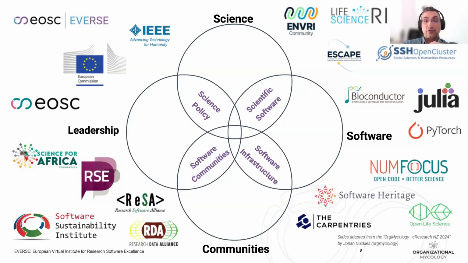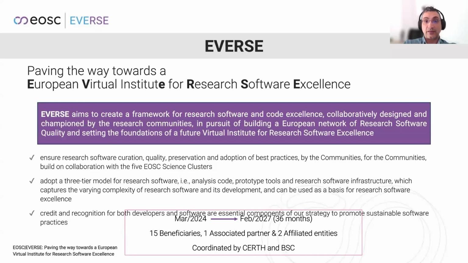The software communities, of course, we're talking about Science for Africa Foundation, RSE communities, SSI, these are just to name a few. And if you go for science policy, these are all the different high-level policy-making institutions that actually have direct impact on how research software is supported at the very end. And this is where EVERSE comes in, essentially trying to bridge between the very structured way that software is being developed into a more organized way that this software excellence, software good practices are put together, are collected in a way that is useful by the research communities.